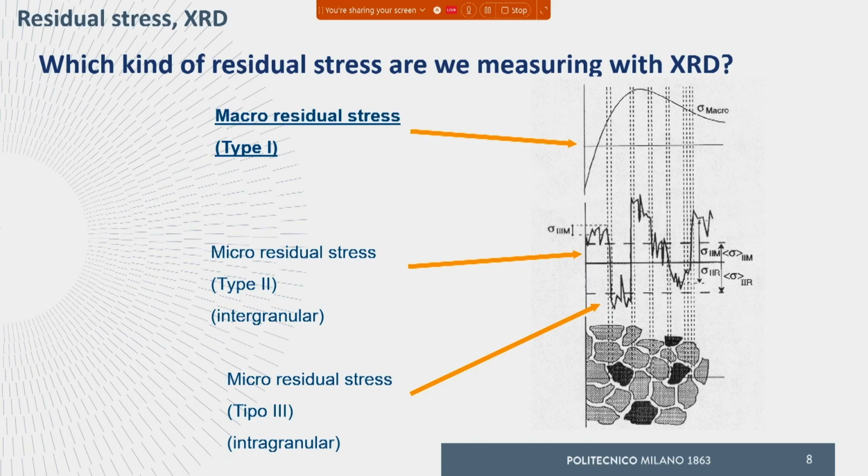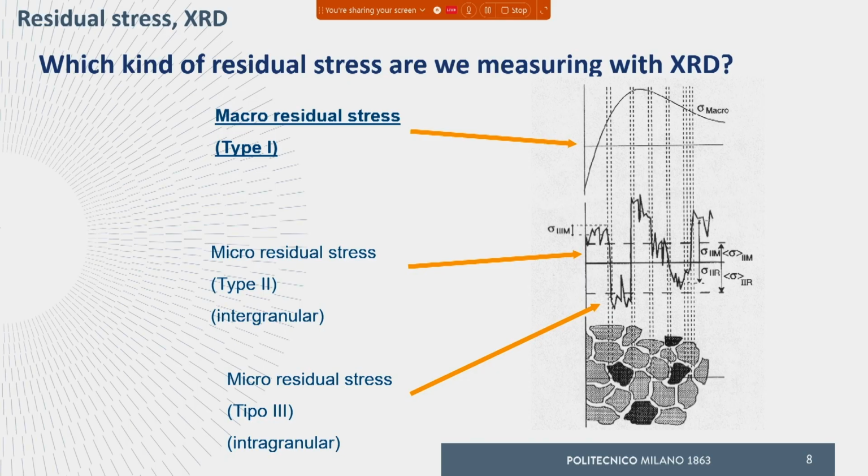This means that if we are interested in type 3 residual stresses, we are interested in what happens inside a single grain, like this black one. Here we see that we can define, at least theoretically, conceptually, a variation, a trend of the residual stress inside the grain. If we enlarge the scale and we consider some grains, we have the micro residual stress type 2, intergranular. Here we are considering some grains, but still at the microscopic scale.